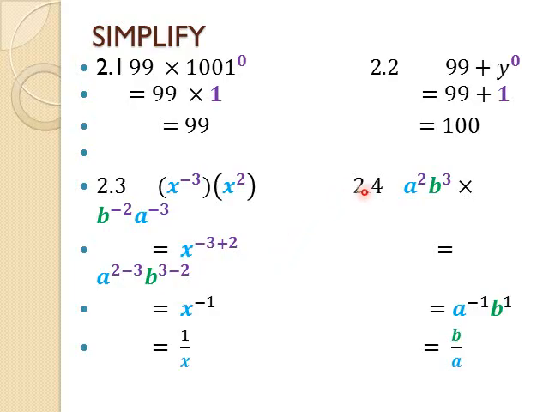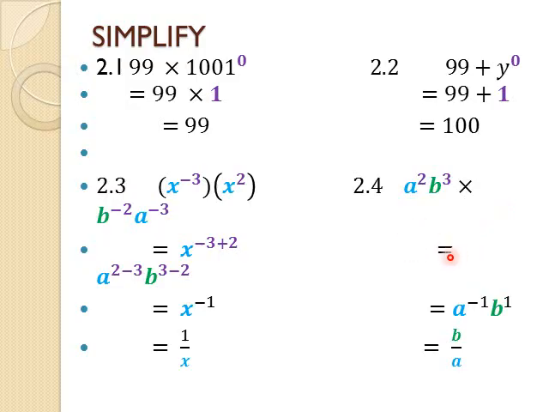Look at 2.4. I have a squared b cubed times b to the negative 2, a to the negative 3. Bases are the same. You see the a. I'm multiplying. So therefore, I add the exponents. So that becomes 2 minus 3. Base b are the same. I'm multiplying. So therefore, add the exponents. It becomes 3 minus 2. 2 minus 3 gives me negative 1. 3 minus 2 gives me positive 1.